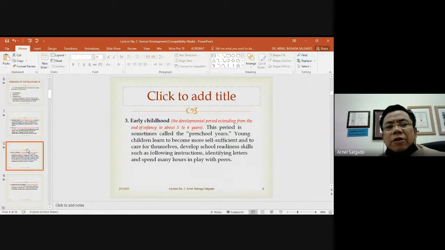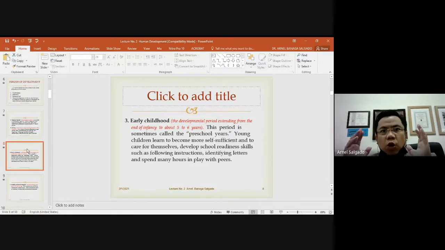They learn also how to identify letters, and very important, they are always trying to spend their time with their peers. Most of the time, they really want to play, right? 24 hours if they may, they really would like to play. They spend plenty of hours with their peers playing. Okay? So this is actually very crucial on this stage, early childhood.